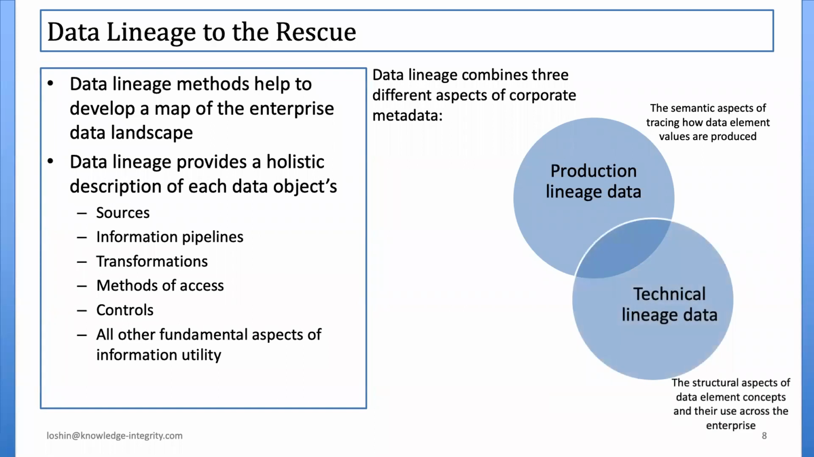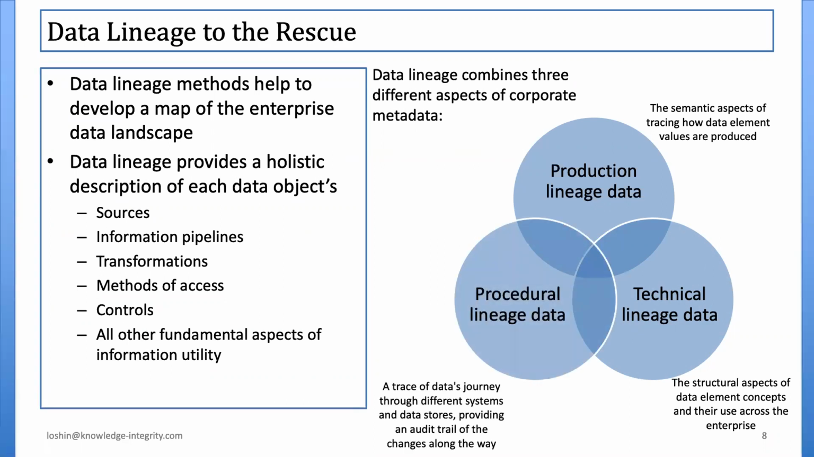The second type of metadata associated with data lineage is the technical lineage, which is the structural aspects of that data element as it is produced, consumed, extracted, and propagated across the enterprise. So it's not just the flow, it's also what happens to that data element as it moves along the way. And then the third piece is what we would call the procedural data lineage, which is a trace of the journey through the different systems and data stores that gives you essentially an audit trail.